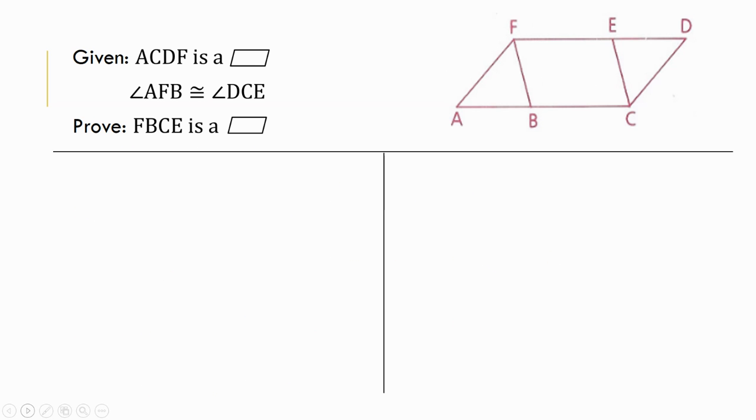Notice that I am giving you a parallelogram, but at the very end, I also want us to prove another parallelogram. So let's start with that. ACDF is a parallelogram. Just to help us out, I'm going to highlight that. Notice that it is this big 4-sided shape right here that is given to us as being a parallelogram.